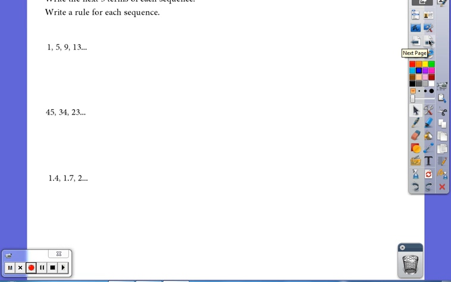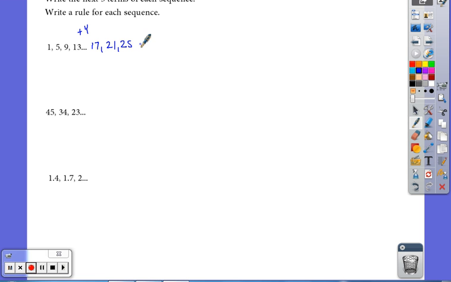Let's take a look at a couple examples. Write the next 3 terms of each sequence, and then write a rule for each sequence. So in this first example here, I have 1, 5, 9, and 13. I'm looking for that common difference. In this particular case, it appears to be 4. So I'm going to add 4 each time to get my next 3 terms of 17, 21, and 25.